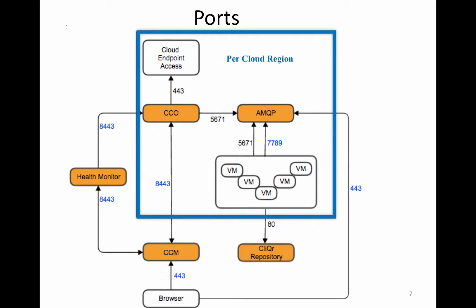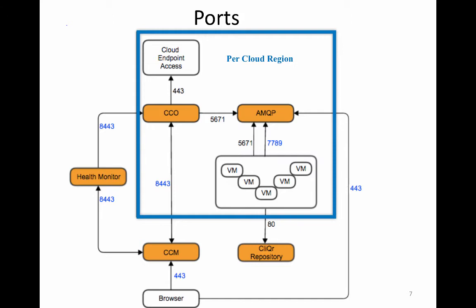If you look at the diagram, this is what it looks like. Start from the bottom. In the browser, you're sitting as an admin. You access CCM on port 443. And this is just one cloud, so that's per cloud region. You have a CCO that you talk to on port 8443. I'm going to cover each port later and show what ports need to be open for what component. For the time being, just ignore the health monitor.